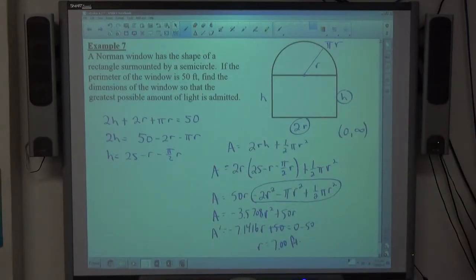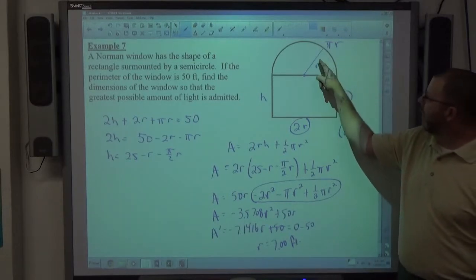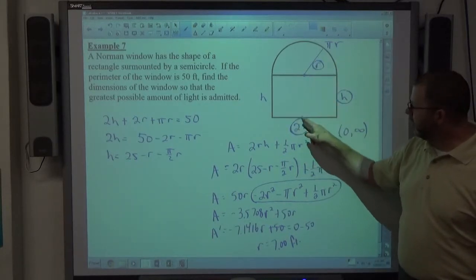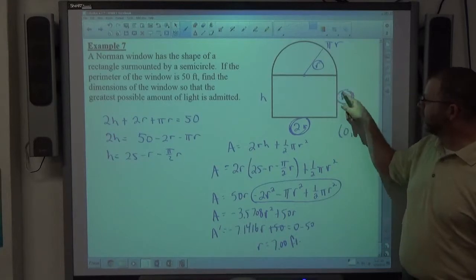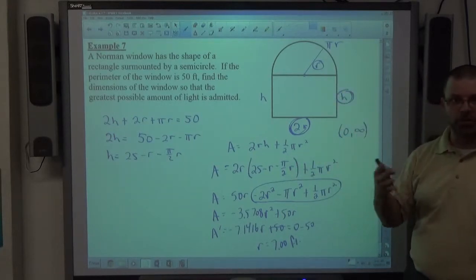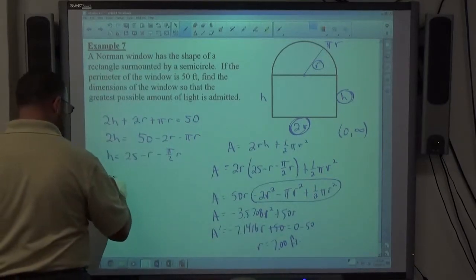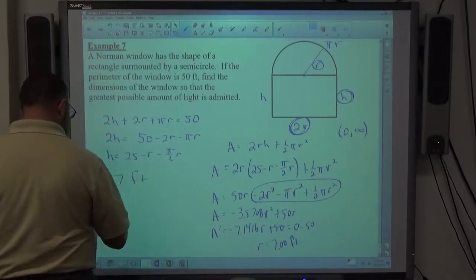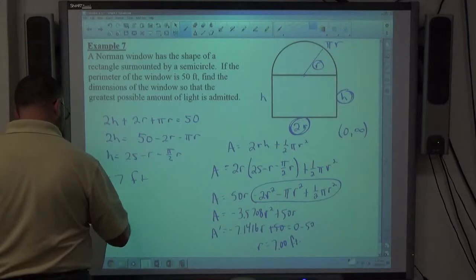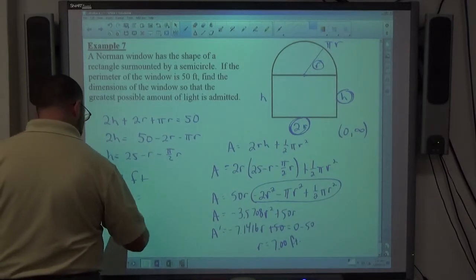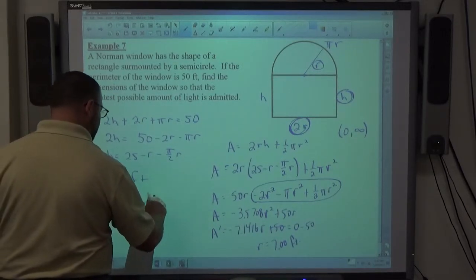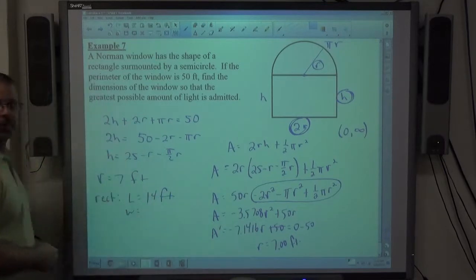So if the radius is 7 feet, we're going to have an optimal area. Now it says find the dimensions of the window. So what we need for the dimensions of the window are the radius, and we need the rectangle dimensions also. The rectangle and semicircle, so those are the dimensions we want. So the radius is 7 feet. That means the rectangle length equals, width equals. The length, of course, is going to be 14 feet, right?